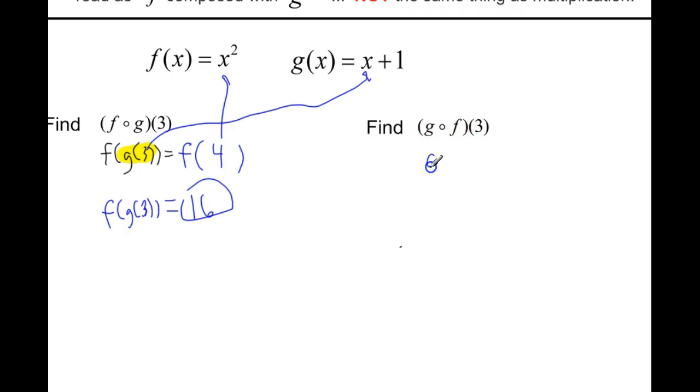Now, if you go in the other order here, g of f of 3, I'm curious if we get the same answer. So we'll go kind of backwards. We're composing f inside of the g function here. So we always do the inside part of the function first. So we're going to do the f of 3 part first when we do this.